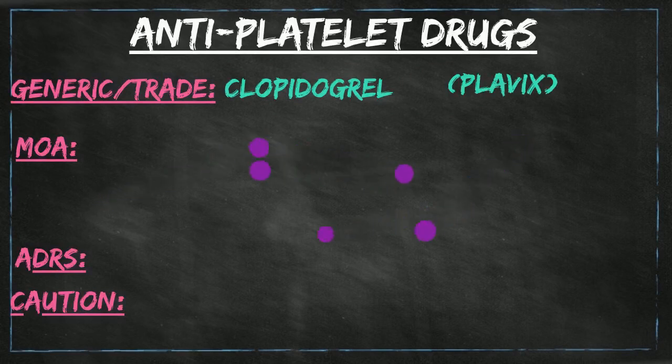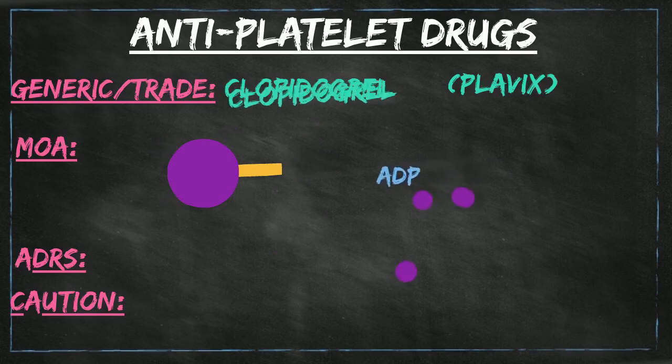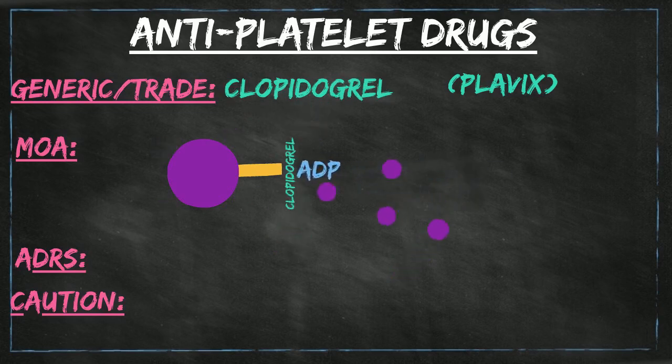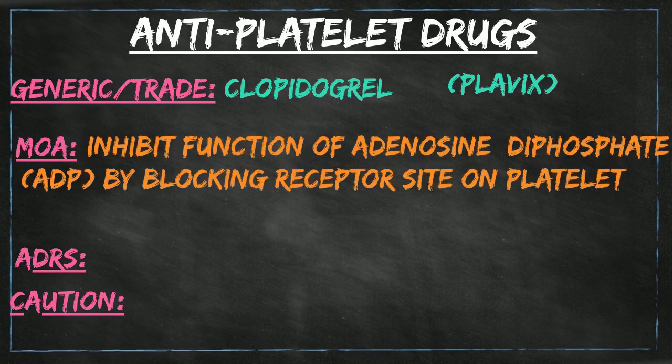For platelets to adhere to one another, adenosine diphosphate must bind with receptors on each platelet. Once this occurs, platelets will aggregate together, forming a clot. Clopidogrel works by inhibiting this process by blocking the receptor sites on the platelet. This permanently affects the platelet for the remainder of its lifespan, which is around 10 days.